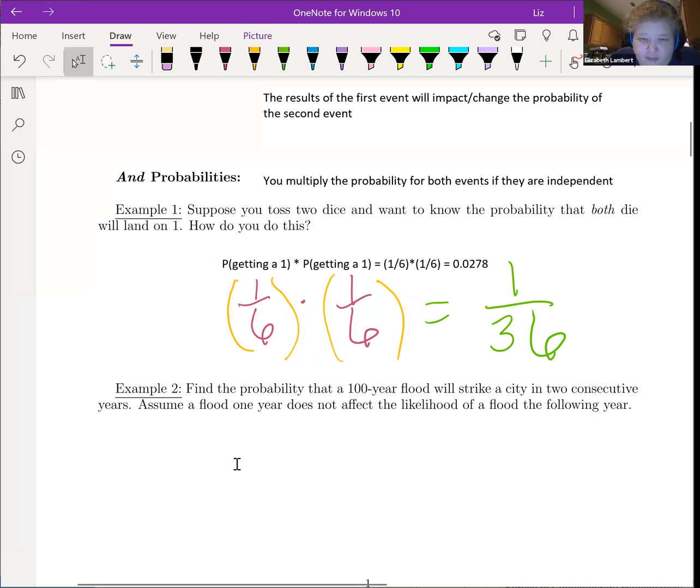Now here we go. Find the probability that a 100-year flood will strike a city in 2 consecutive years. Assume a flood one year does not affect the likelihood of a flood the following year. Let me just cross out flood and write blizzard. Okay, so when we use the phrase 100-year flood, that phrase means a flood like this only happens once every 100 years. So that's unpacking that little colloquial English phrase.